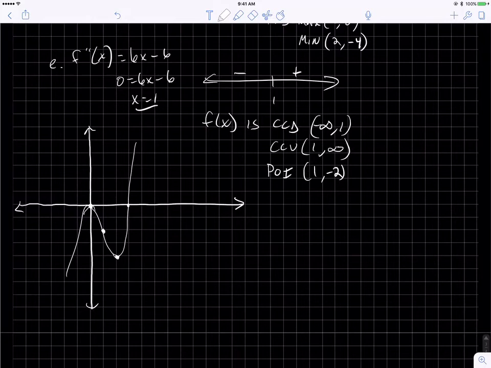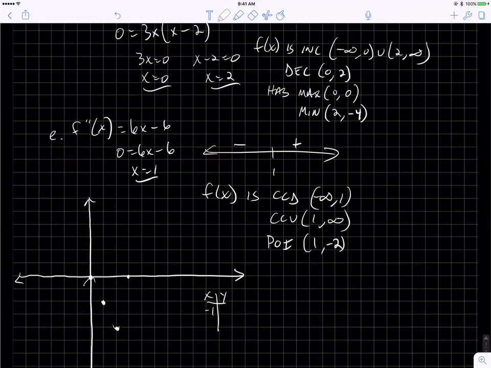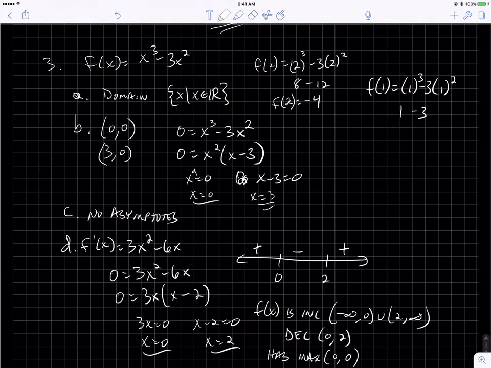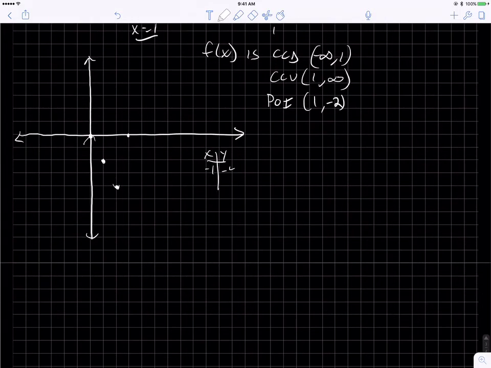I've got points everywhere I need, except I would need a point over here somewhere. So I'll say like negative 1. I'm going to find the additional point at negative 1. If I plug negative 1 into the original, I get negative 1 minus 3, so I get negative 4. And there's my graph.